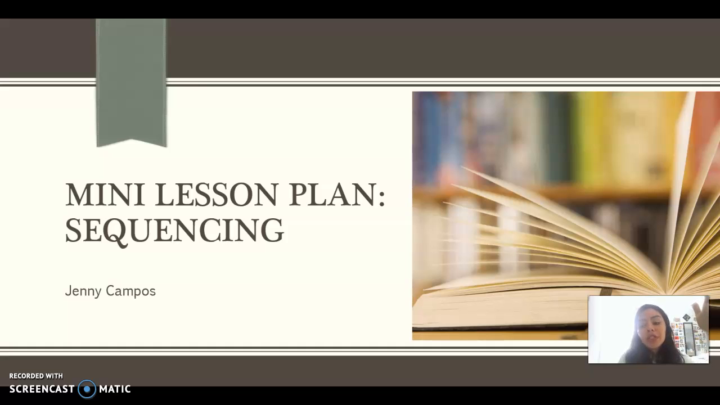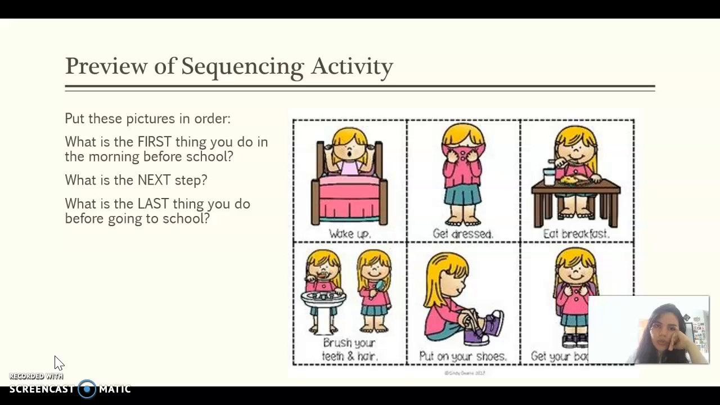This would be my first lesson in the unit of sequencing. This is just an introduction, before actually starting a narrative book that uses a lot of sequencing. So, okay, I would first start off with the preview activity.